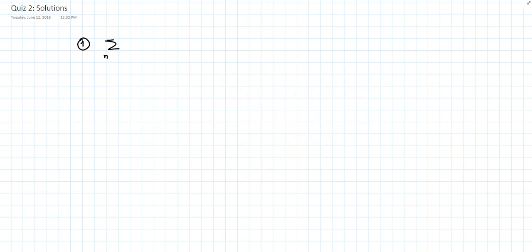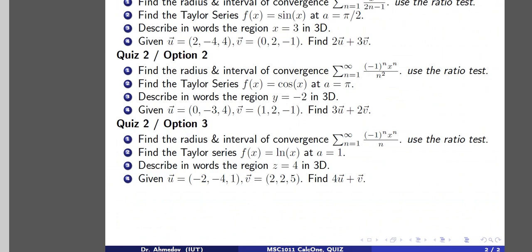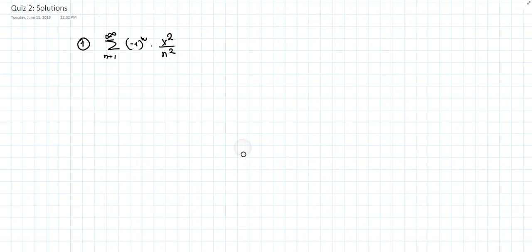The sum, n goes from 1 to infinity, of minus 1 to the power of n multiplied by x to the power of n, divided by n squared, right? Like this. In order to do this, first of all, we need to define a_n, right? So in our case, a_n is going to be equal to x to the power of n divided by n squared multiplied by minus 1 to the power of n.